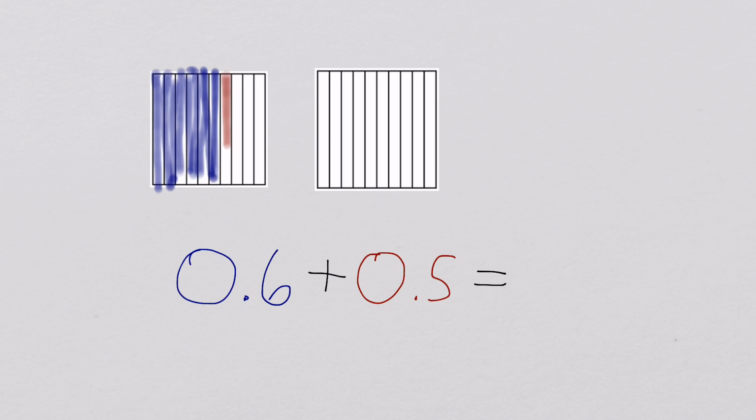So I have 1, 2, 3, 4, and notice I've run out of columns. That's why I have this second tenths grid over here. This is where I can put my 5th and final column. So I'll put it over here. Here's my 5th tenth. And now it's up to us to interpret what this model means. If you notice, I've shaded in every single column in this tenths grid. So what we have here is one whole.